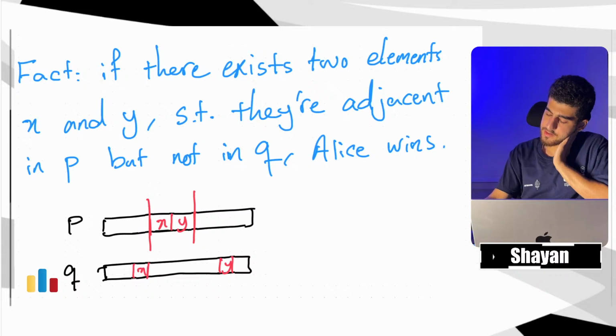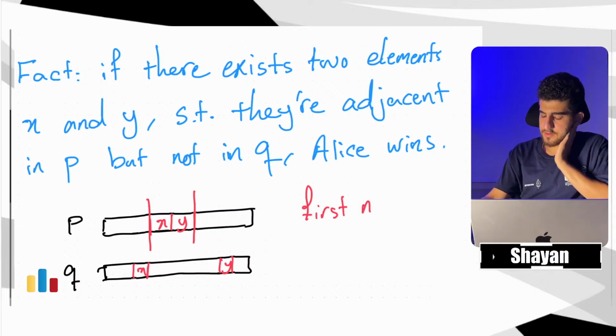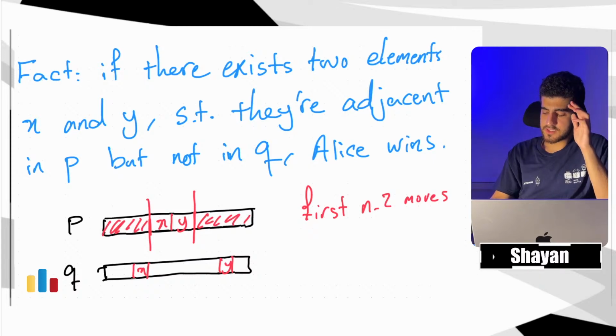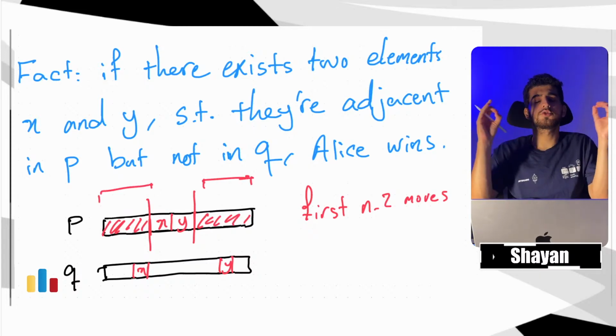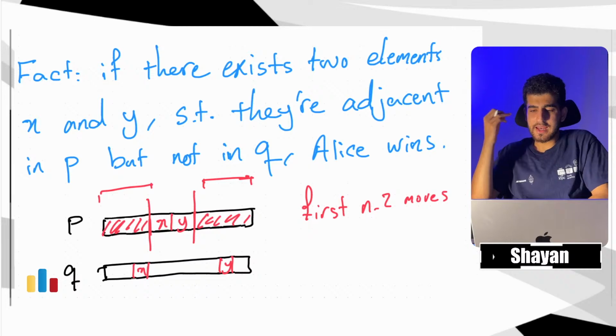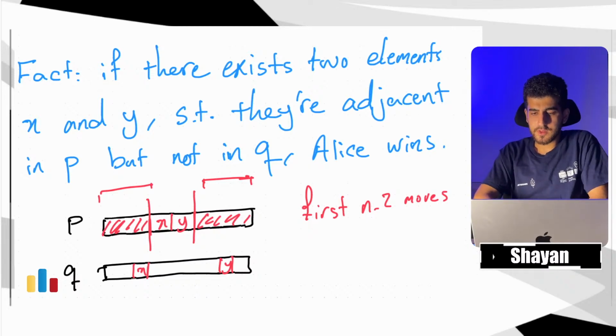So in her first n minus 2 moves, she will remove all these elements in any order that she wants. So she first can remove this prefix and then this suffix. So now n minus 2 elements are removed.